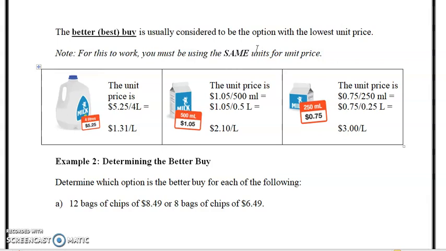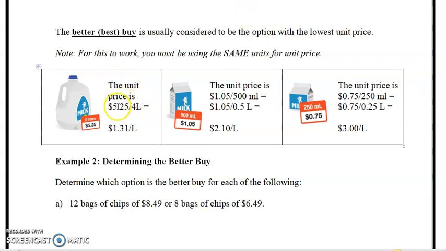Here we have 3 different containers of milk, and we're going to try to determine the unit price. You'll notice 2 of them are in milliliters, so we have to make that conversion. We have to go back to chapter 1 when we did some of our conversions. Okay? Let's look at the example they have provided for us.